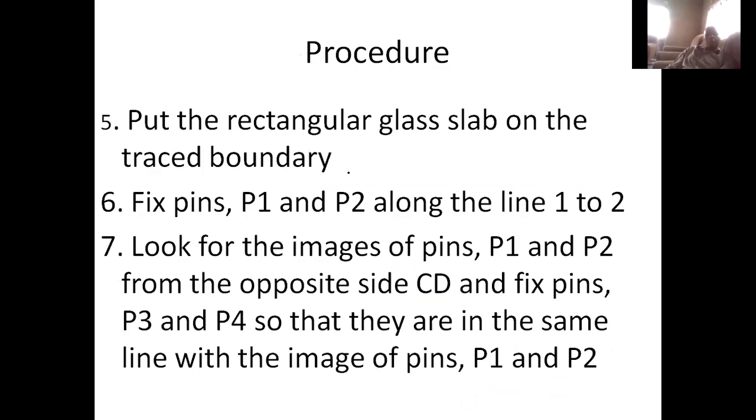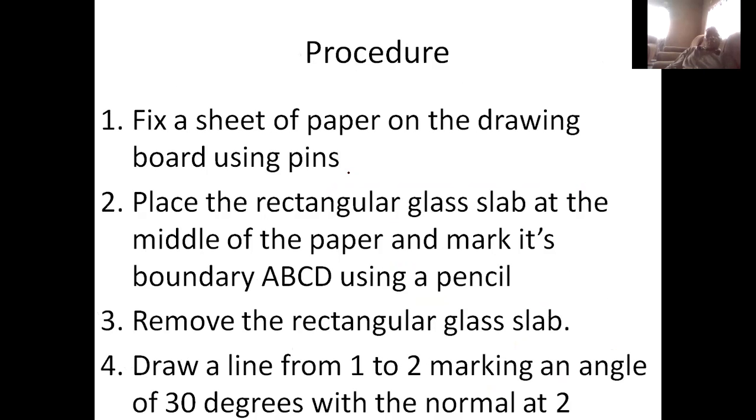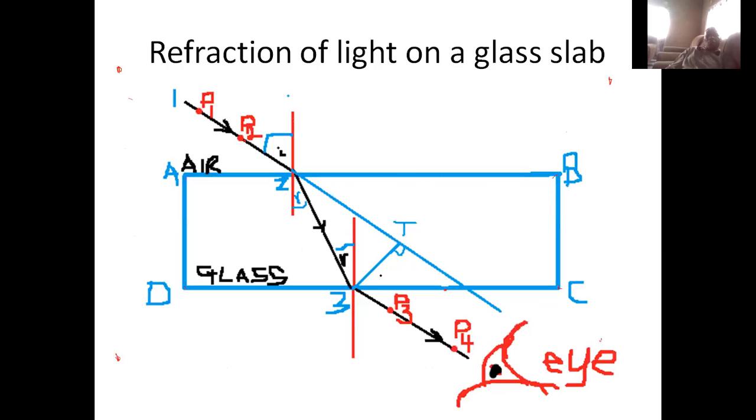And then you label these sides A, B, C, D, as we have done here. So you're going to label, this one is A, this is B, this is C, and this one is D.